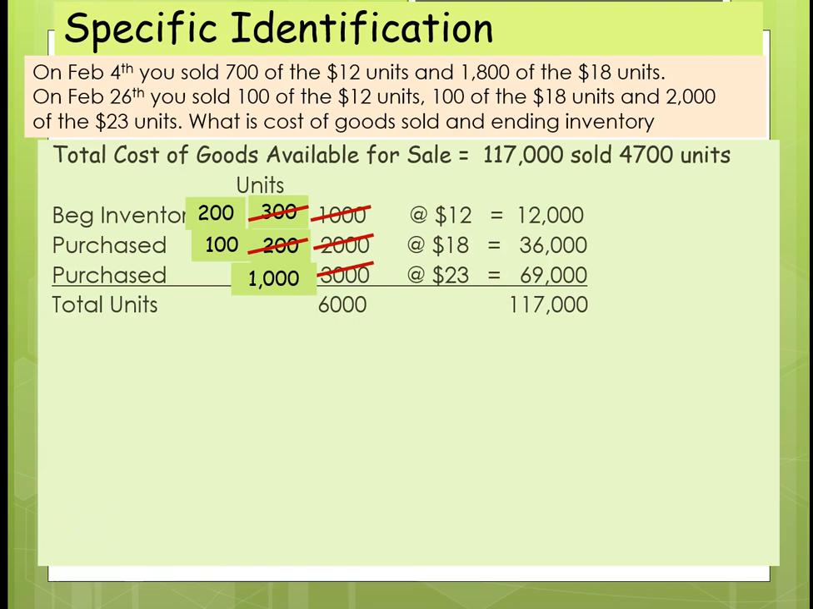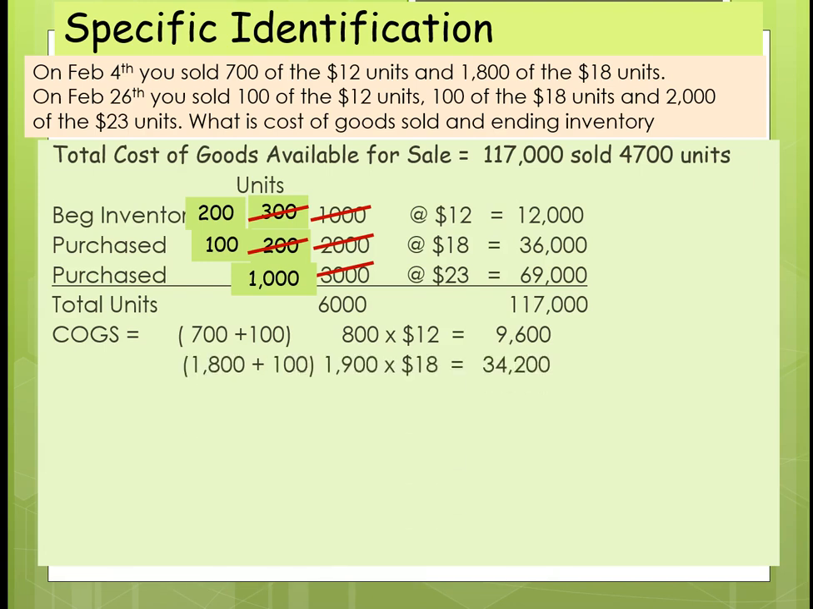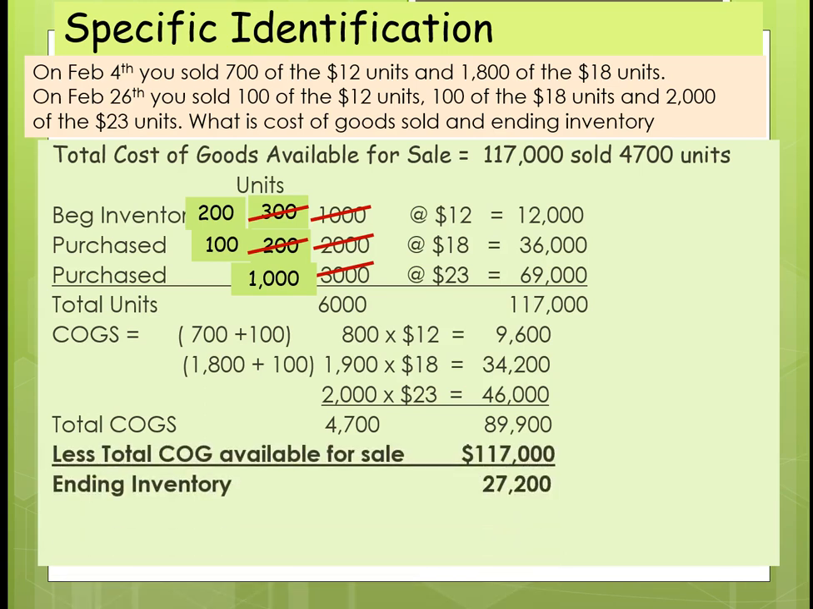So now we can do our cost of goods sold. We had 700 plus 100, or 800, of the $12 units. We had 1,900 of the $18 units and 2,000 of the $23 units. Now if you notice, when I add up all the units, I get 4,700, which is how many I said had been sold. And now we have our cost of goods sold. We subtract that from our goods available and we get 27.2 for ending inventory.